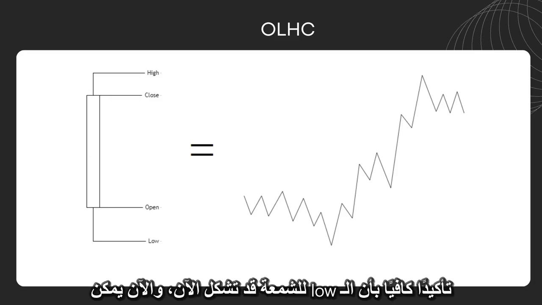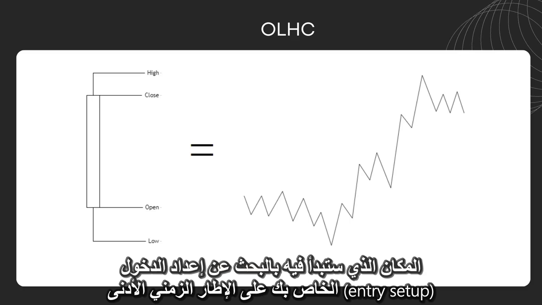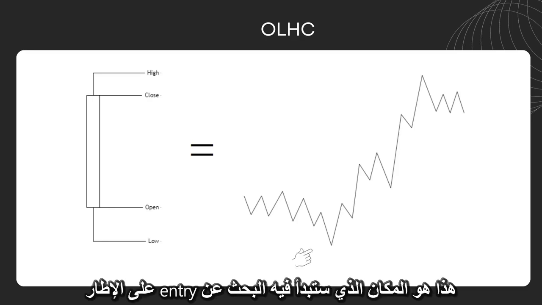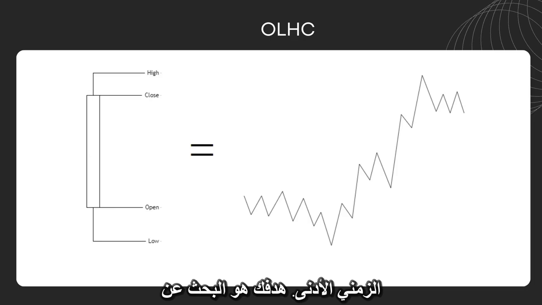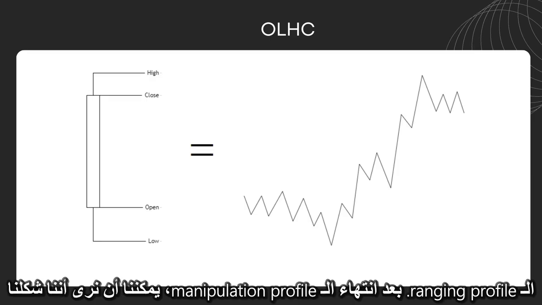That would give you enough confirmation that the low of the candle has formed, and now liquidity could be neutralized and price can expand higher, right? This is the place where you would start looking for your entry setup on the lower time frame, after liquidity is generated and the high time frame key level is tested, right? That is where you're going to start looking for an entry on the lower time frame. Your objective is to look for an entry right at this time. You're going to stay away from price during the range or ranging profile.